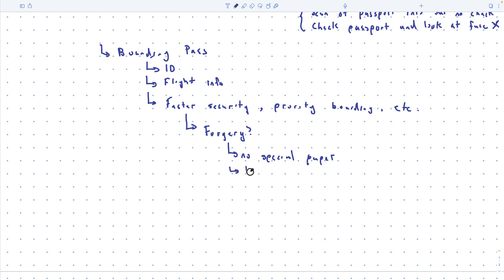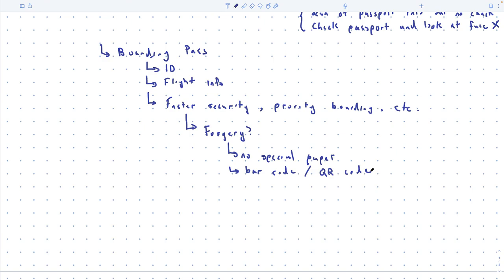There's often some sort of encoding of the information. So why do they put it in a barcode or a QR code? At various points in the line, someone might ask to see your security or your boarding pass, and you'll scan it. So it's just a quick way of getting the information that's on the boarding pass into a computer.